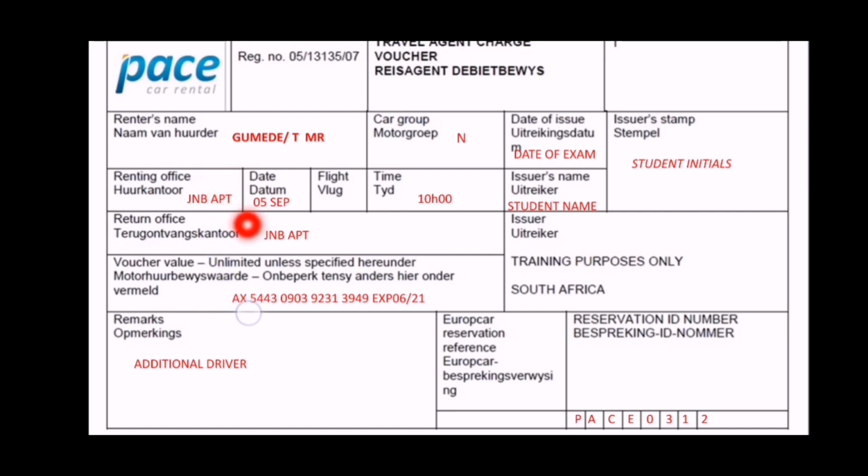The return office is still the same. In cases where the drop-off point is different, you will obviously write the name of the hotel or whatever the case may be in this section. Then here it says the value of the voucher. We simply have to write the card details, the payment details in this box here, and then the remarks will then be any other service that the client had requested. In this case, the client requested an additional driver. In this last box here underneath, you have the reservation ID number, which will also be given to you. In this case, it is PACE 0312, and that will then be the end of your car hire calculation activity.